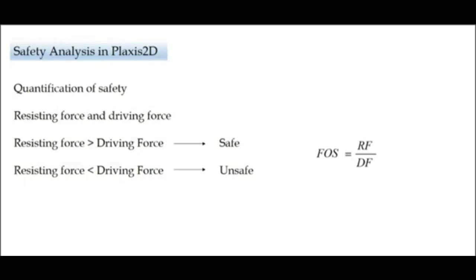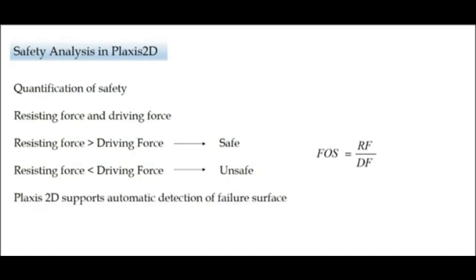Whenever you do a safety analysis in Plaxis 2D, remember that you are finding the ratio between the resisting force and the driving force. If the factor of safety is greater than 1, it means that the resisting force is more than the driving force. And if the factor of safety is less than 1, it means that the resisting force is less than the driving force. So there will be a force which will drive the instability, and a portion of land is going to come out. That is how you define FOS less than 1 as an unsafe condition.